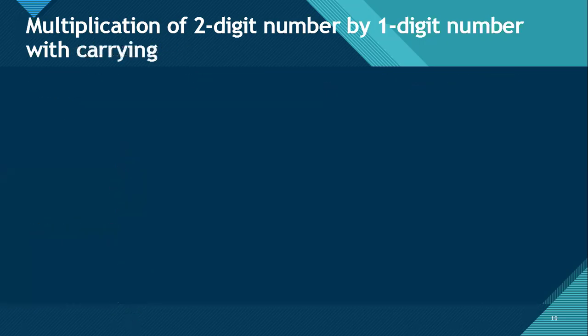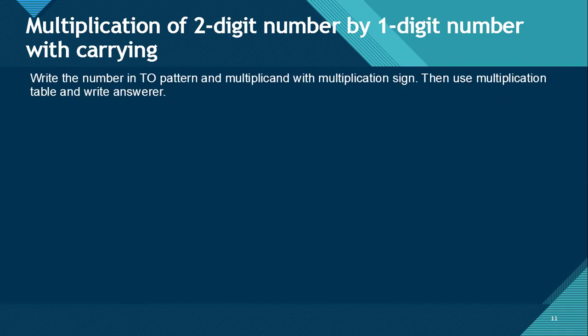So the next topic is the multiplication of a 2-digit number by a 1-digit number with carrying, meaning carryover. There will be carryover now. So the steps are the same. We need to write the number with the multiplication sign, use the multiplication table and write the answer. So quickly we see the example. Example 1 is 18 multiplied by 3. We have to write the number in TO pattern, so T and O are there, 18 below the TO, then the multiplication sign and 3.